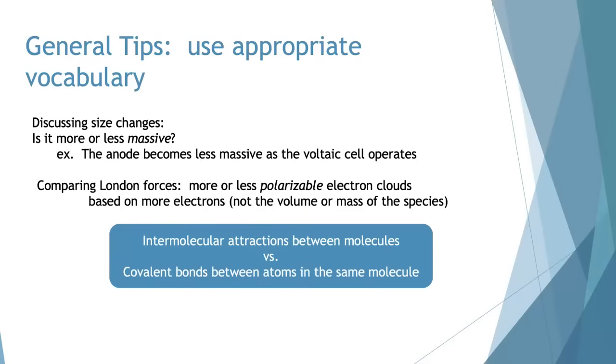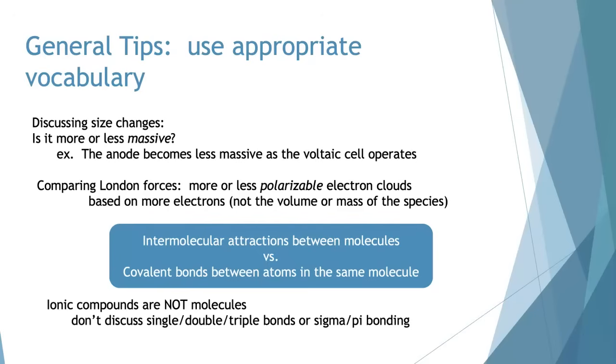Continuing with this idea, we want to make sure that if we're talking about intermolecular attractions, London forces, dipole-dipole attractions, hydrogen bonds, etc., that we're not confusing them with covalent bonds between atoms in the same molecule. So be very careful with that wording there. And ionic compounds should not ever be described as molecules. The word molecule implies covalent bonding. You certainly don't want to be discussing single, double, and triple bonds or sigma and pi bonding if it's an ionic compound, a metal with a nonmetal, or a cation with an anion.